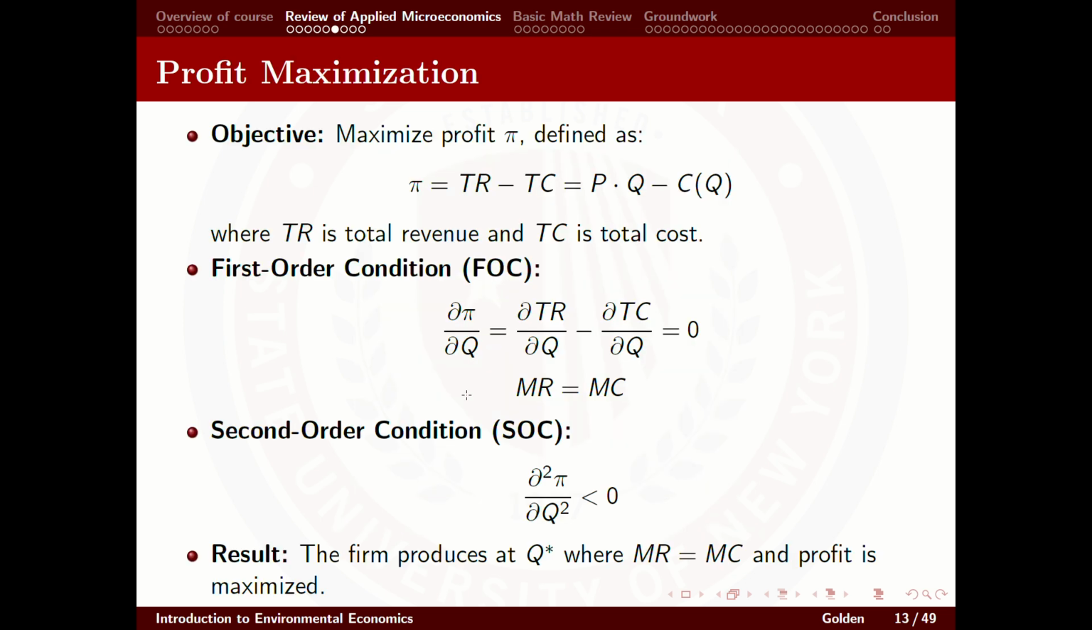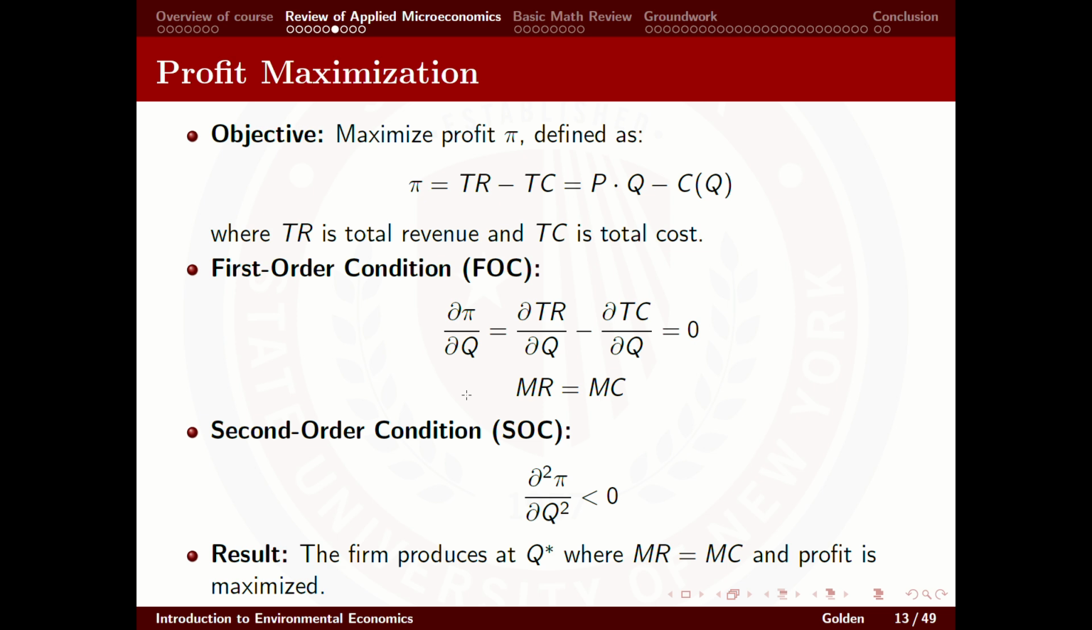So firms do one thing: they maximize profit. Firms exist to find a way to make total revenue minus total cost as high as possible. Total revenue equals price times quantity. In this class, almost exclusively, we're going to assume that prices are constant. They don't necessarily have to be.